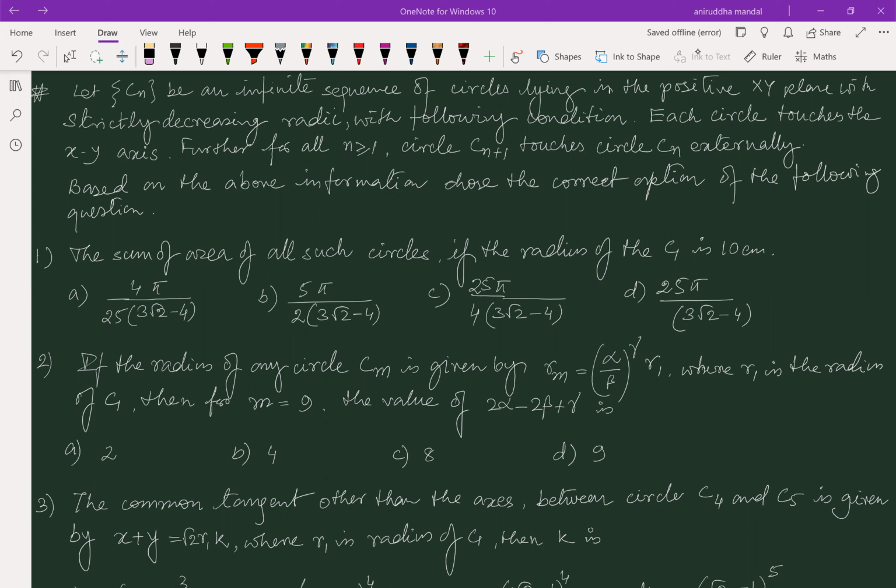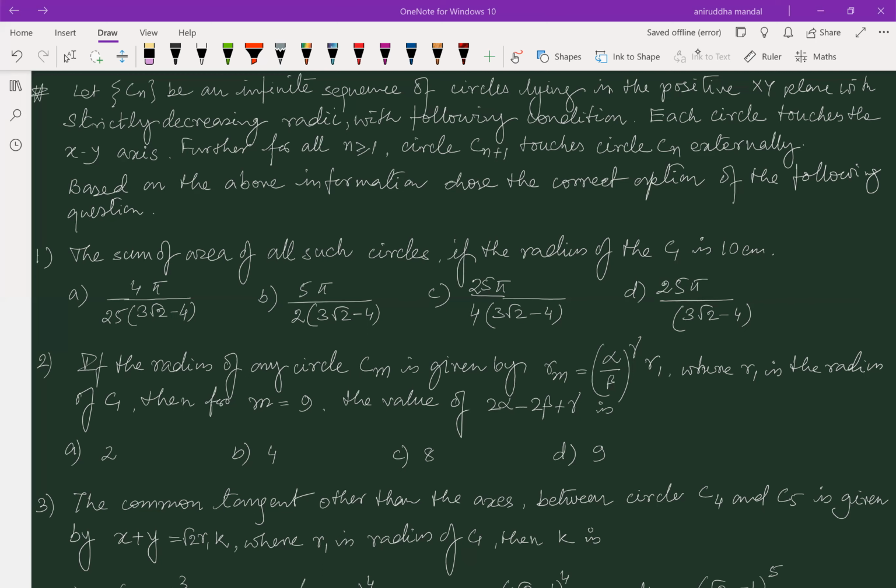Today we have a problem which says: let Cn be an infinite sequence of circles lying in the positive xy plane with strictly decreasing radii. The following condition: each circle touches the x and y axis. Further, for all n greater than 1, circle Cn+1 touches the circle Cn externally. So based on the above information, choose the correct option of the following questions. This is basically a STEM problem.